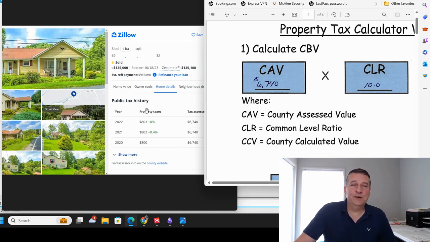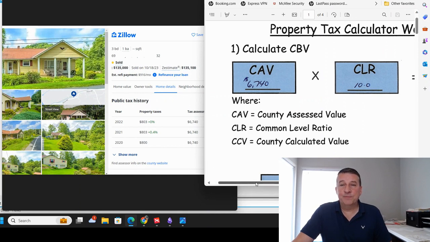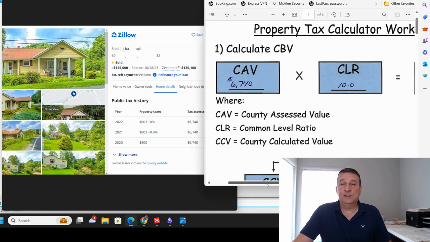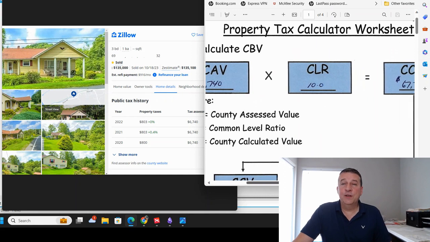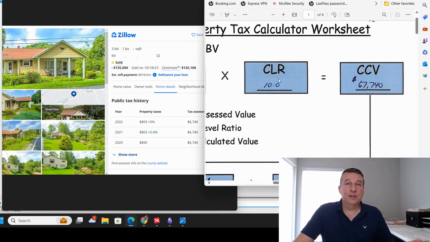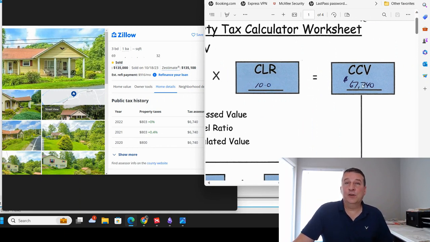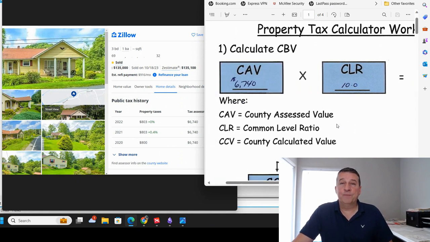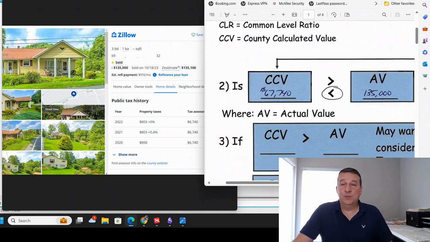If you scroll down to the public tax history, they're showing the assessed value is $67.40. We take the assessed value of $67.40 and multiply it times our common level ratio, which for Westmoreland County at this point in time is 10.0. That says that the county calculated value is $67,740. Okay, fairly simple. Then we come down here.